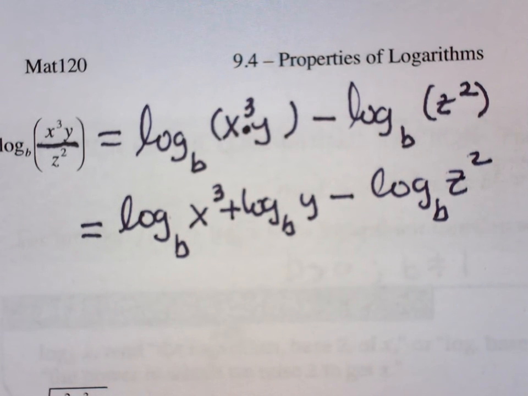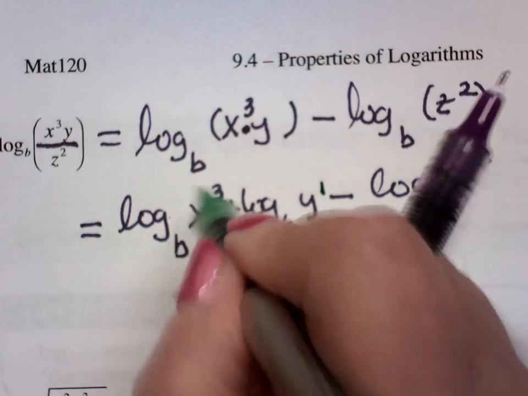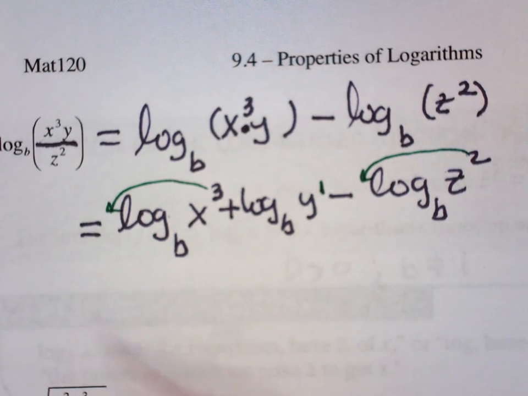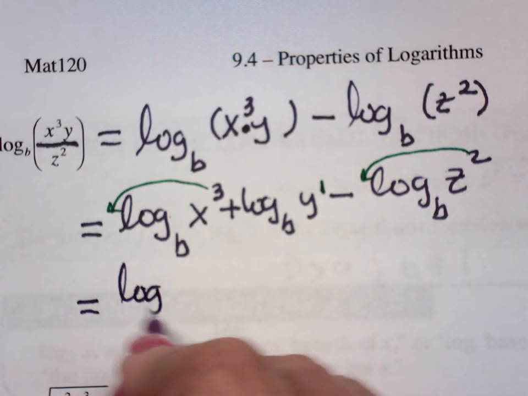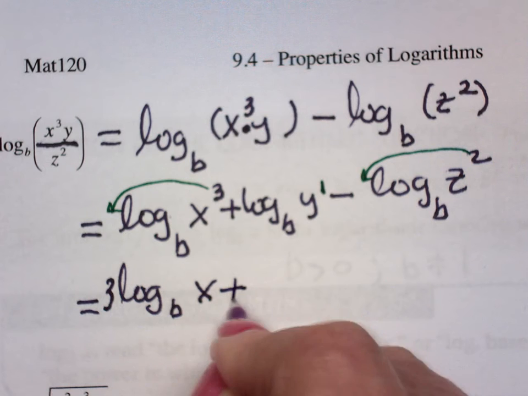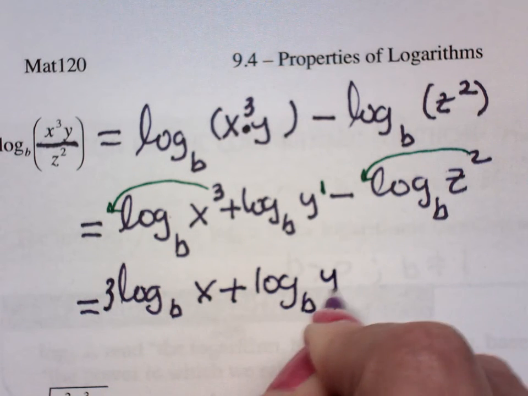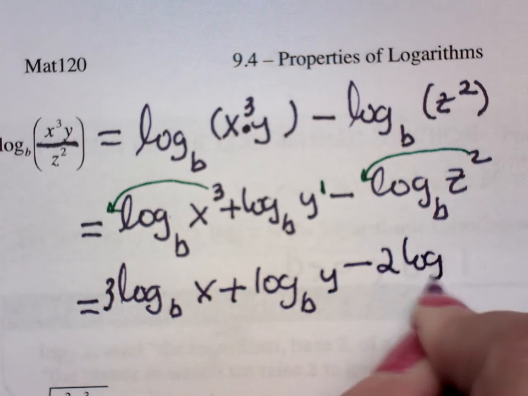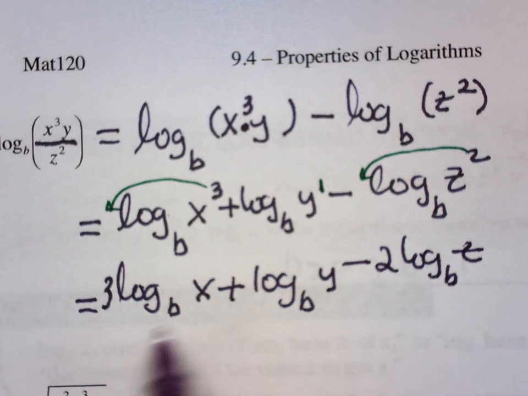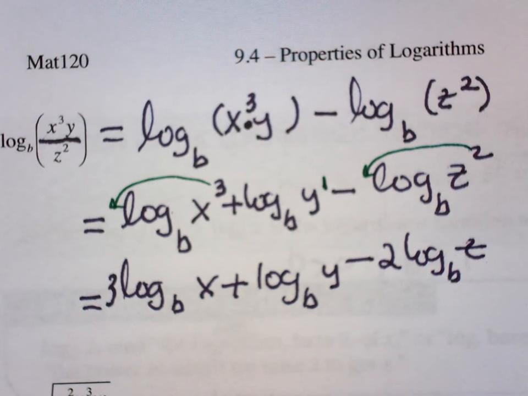Now I've got exponents hanging, right? So all the exponents need to come down. This guy has an exponent of 1, so all the exponents need to come down in front. So this becomes 3 log base b of x plus log base b of y minus 2 log base b of z. Now, like I said, you do enough of those, you'll go from here back to the original problem in your head, and vice versa, because you know how the thing's going to come out.